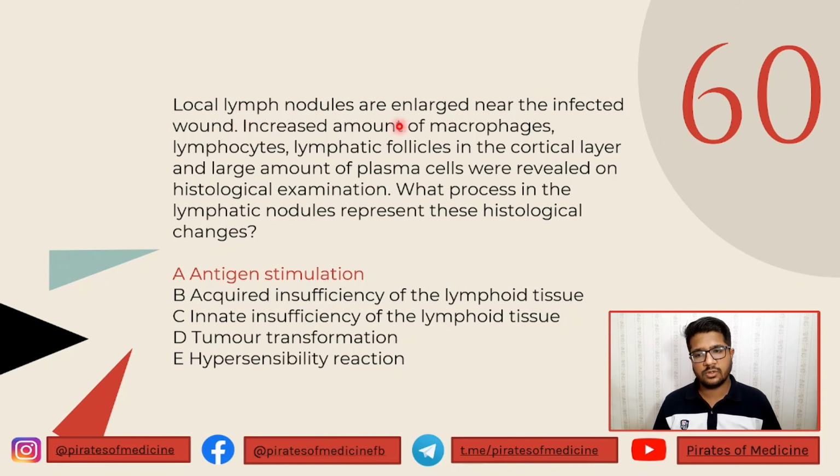Local lymph nodules are enlarged near the infected wound. Increased amount of macrophages, lymphocytes, lymphatic follicles in the cortical layer, and a large amount of plasma cells are revealed on histological examination. What process in the lymphatic nodules do these histological changes represent? Again, a repeated question, you should remember this is antigen stimulation.